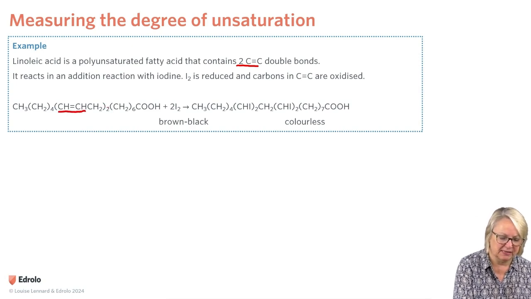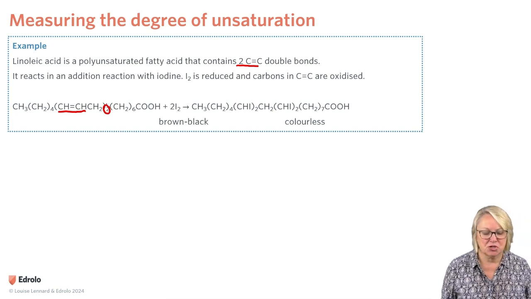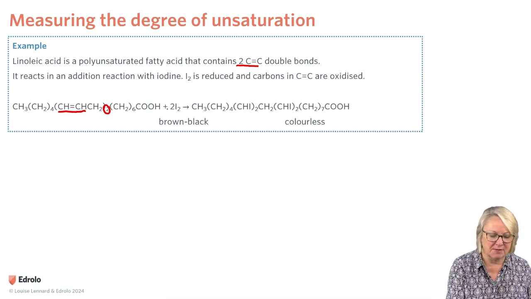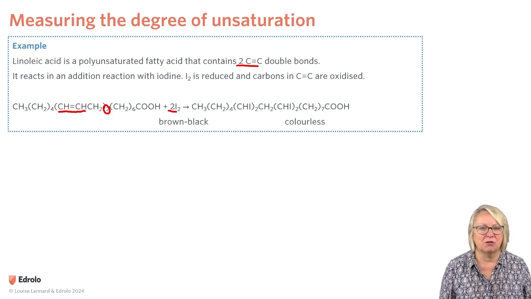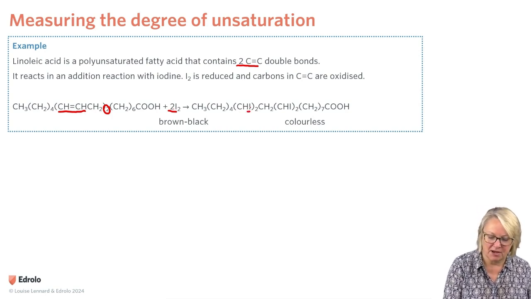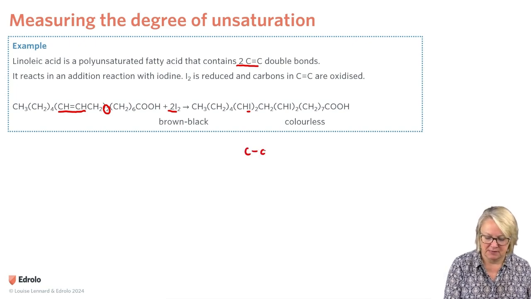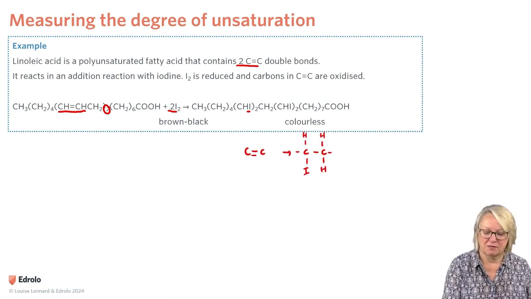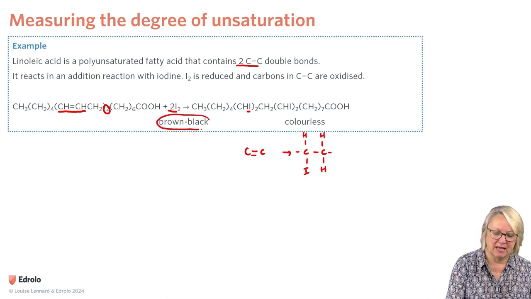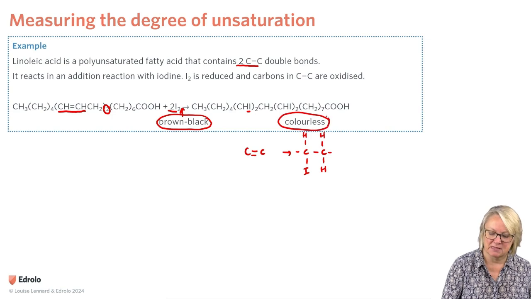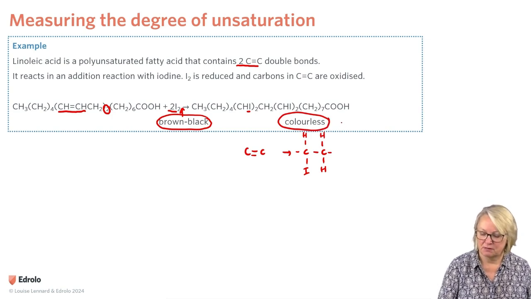bond in linoleic acid, and there are 2 of them, which means each of those is going to react with 1 mole of iodine, and the iodine atoms are added across the carbon-to-carbon double bond, and we go from a brown-black colour of the iodine solution to a colourless solution when iodine is added.